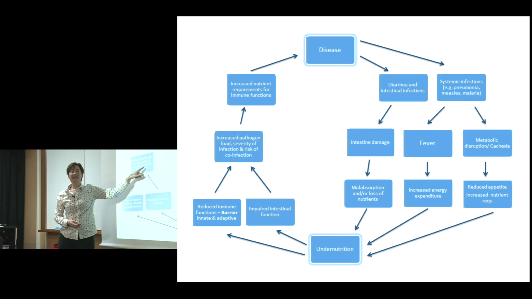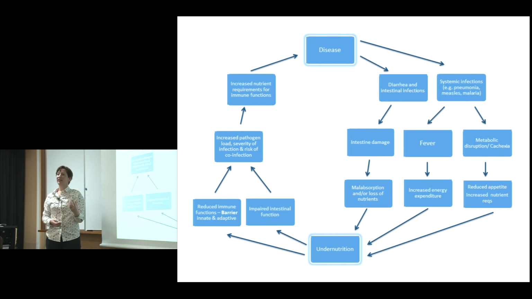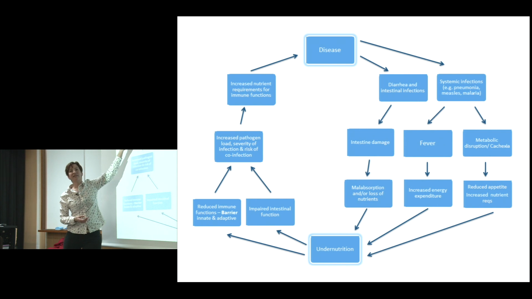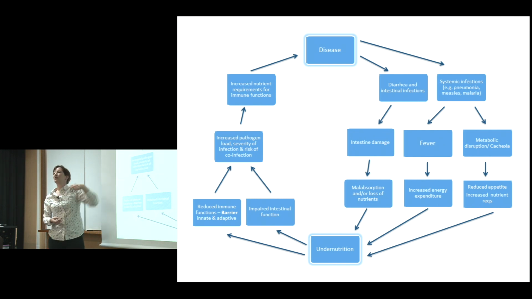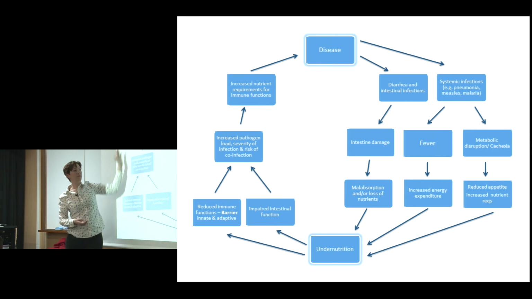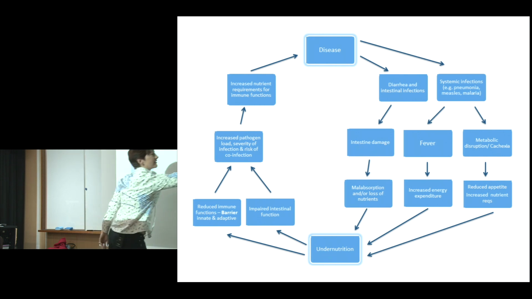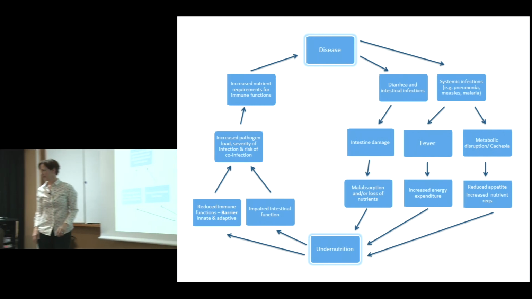And you can also get an increased risk of co-infection. With lots of infections, for example malaria, you might get a bacterial co-infection on top of the malaria, which becomes more likely if you're malnourished. And then again, your immune system, when it's working, requires more energy, and particularly protein. So it's also increasing your demands from the immune processes as well as from the fever.